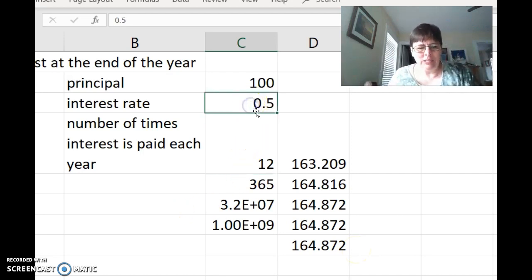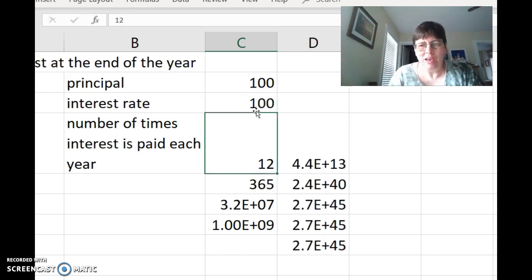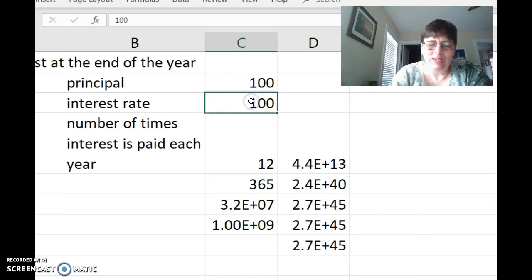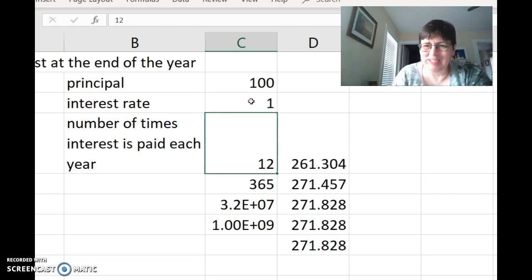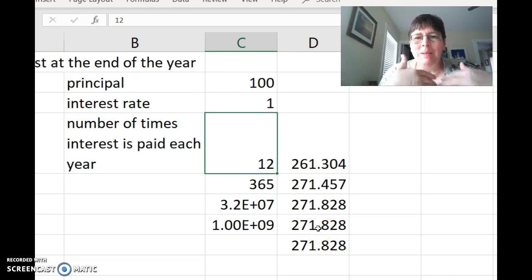If I change it to like 100%, okay, not 1,000, 100% interest, we are still, I mean, that's huge, isn't it? 100% interest would be 1. I'm so sorry. Okay, you can see we're still converging right there. So this formula is an excellent way to show you guys how the limits work.